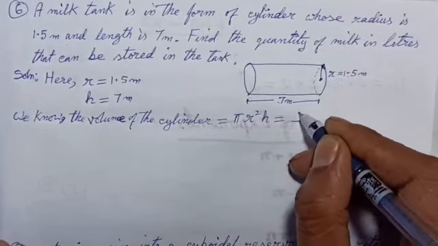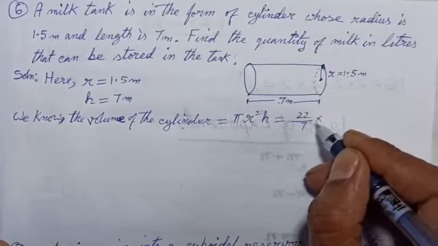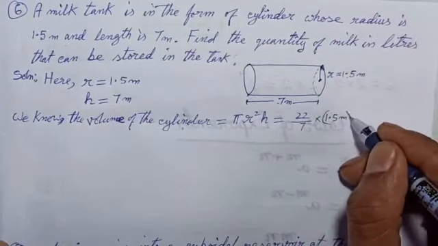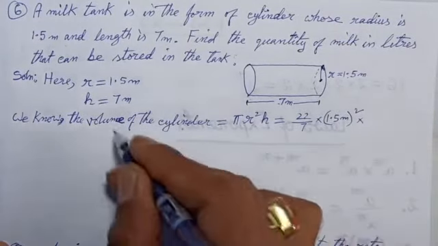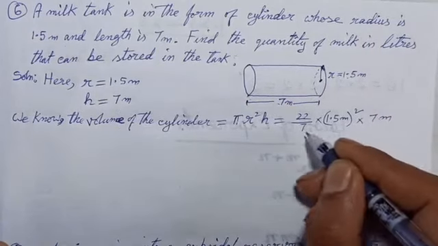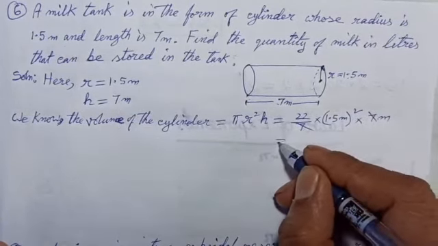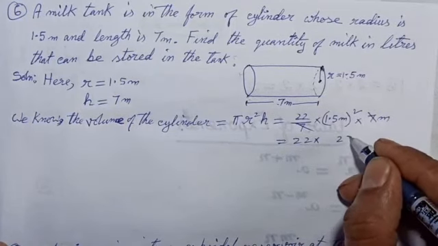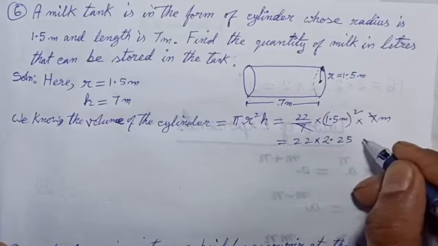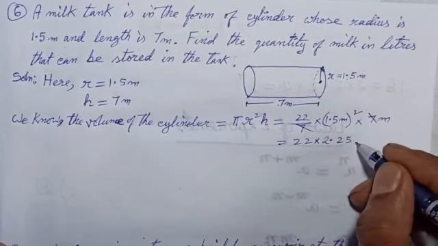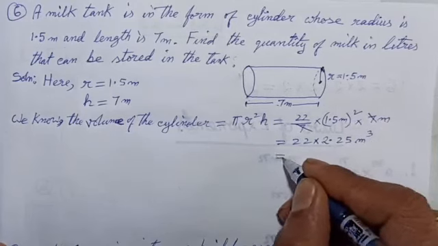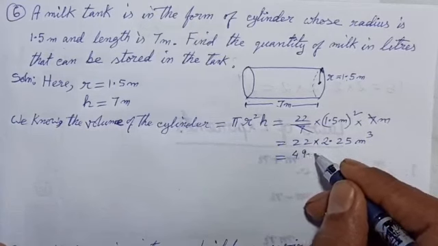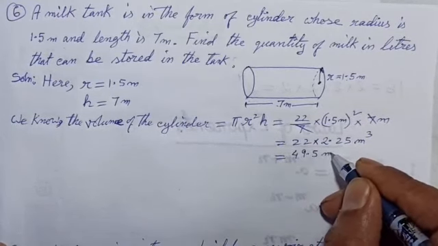Pi value is 22 by 7. Radius is 1.5 meter square into height is 7 meter. This 7 and this 7 are cancelled. 22 into 1.5 square is 2.25, and meter square into meter is meter cube. If we multiply this, we are getting 49.5 meter cube.